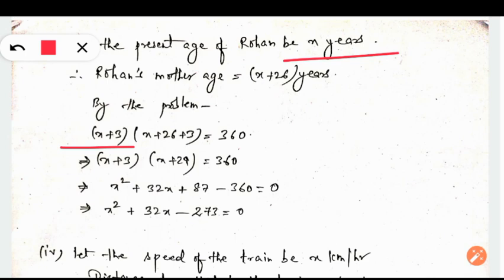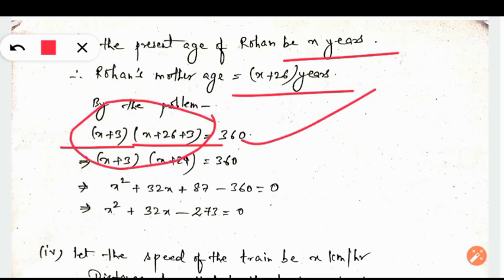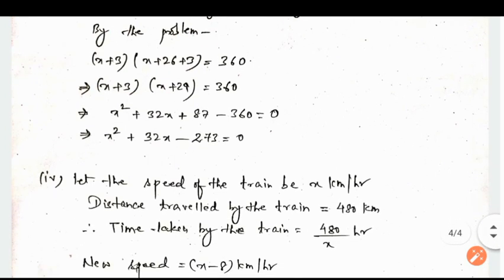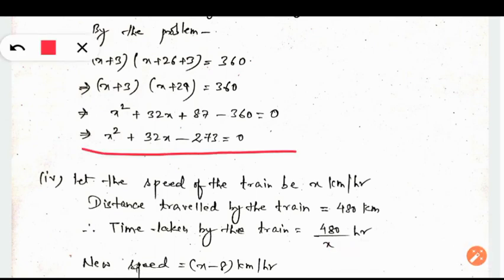Now what is the present age of his mother? x plus 26. So what will be the age of his mother after 3 years? It will be x plus 26 plus 3. 3 will be added. So this product by the question is 360. Understood? After simplification and multiplication, I got this quadratic equation. If I solve this quadratic equation for x, we will find the present age of Rohan.